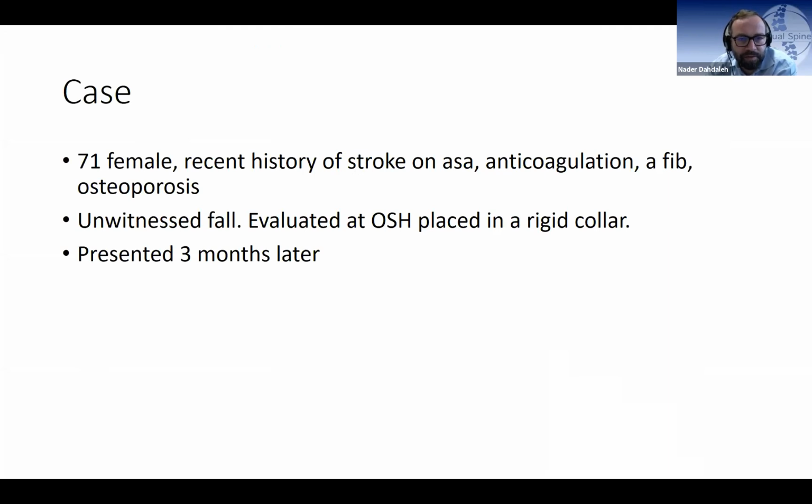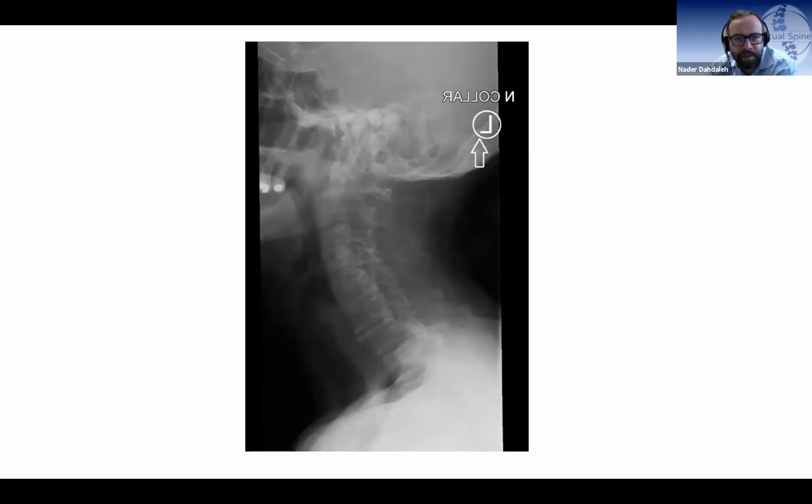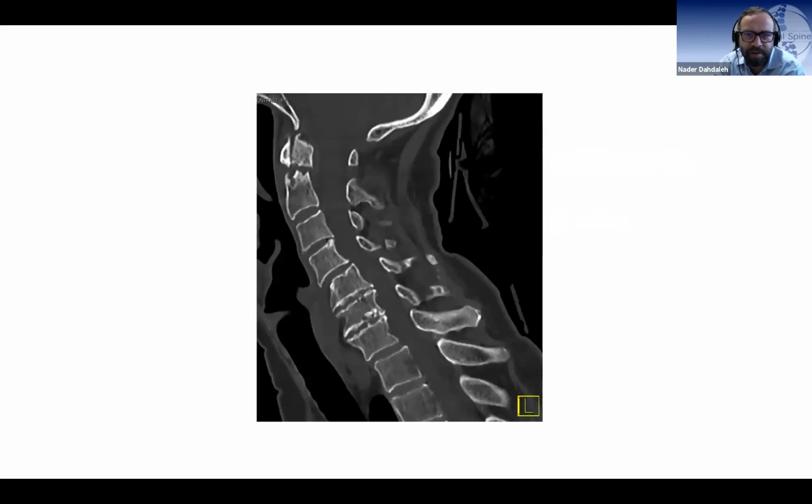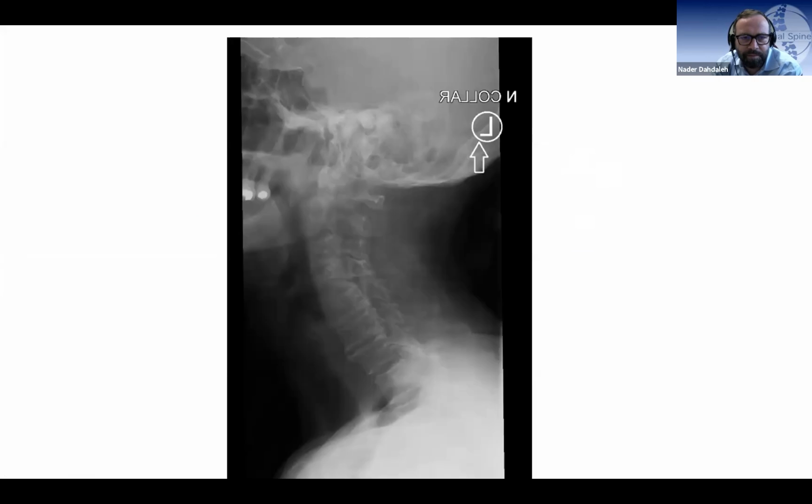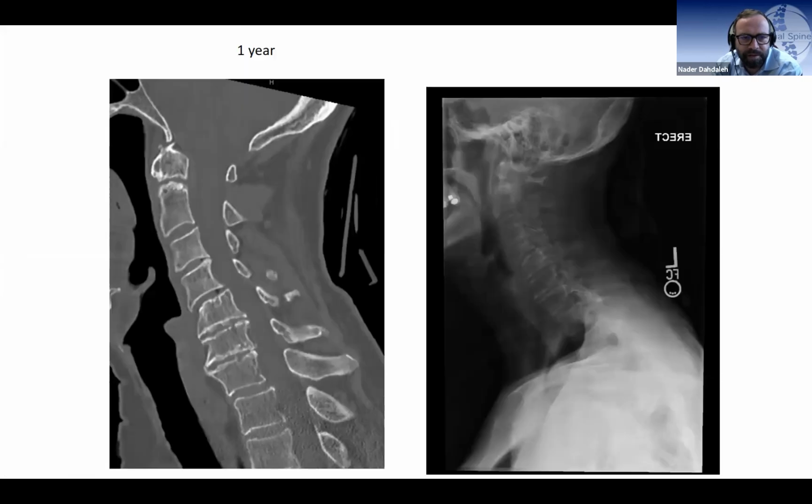This is another case, 71, recent history of stroke on aspirin, anticoagulation, AFib, osteoporosis, unwitnessed fall, had a C2 fracture, presented 3 months later with a brace. And that's her X-ray. You can't see much there because of the osteoporosis, but that's her CT. That's the CT at the index. So I'm showing the CTs at the index injury before the 3 months bracing. And then that's the X-ray upright.